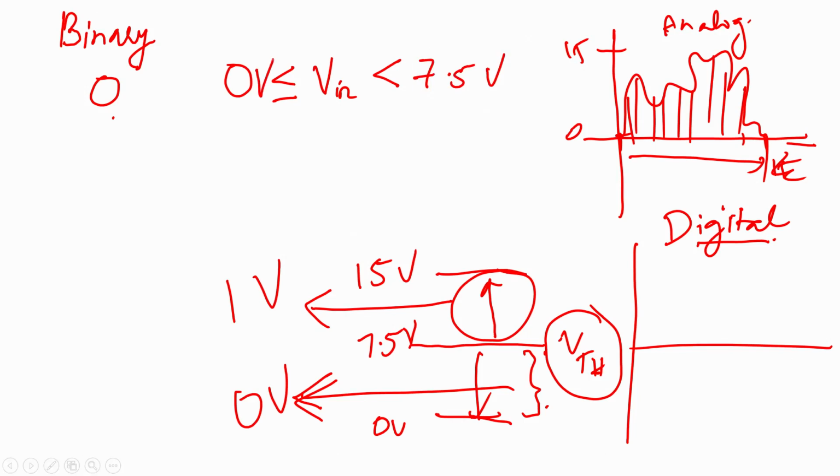This is also 0 volt. Even if it is 0, you have to write it as 0 volt. Please make sure of that also. These are all conventions that you need to follow. This gives professionalism to whatever you do. So, let us say we have binary 1. So, that will be V in greater than or equal to 7.5 volt and less than or equal to 15 volt.